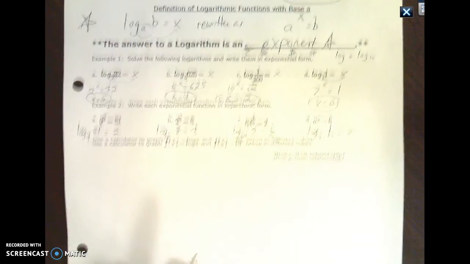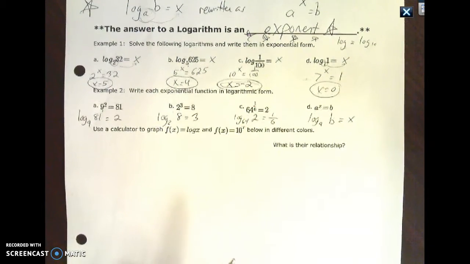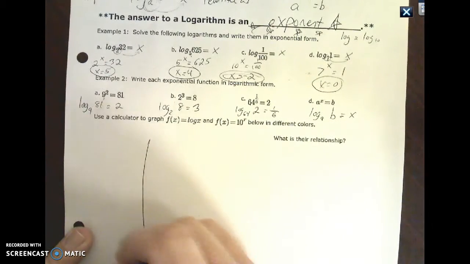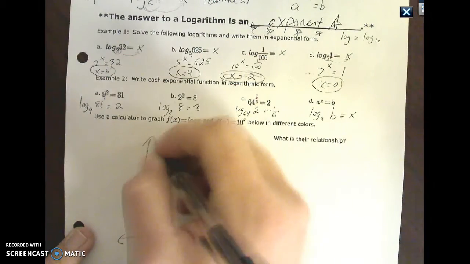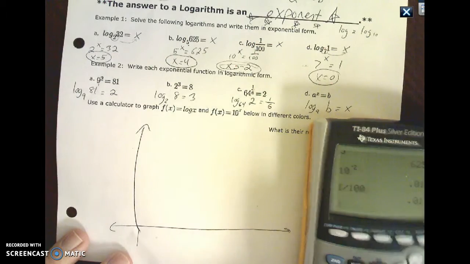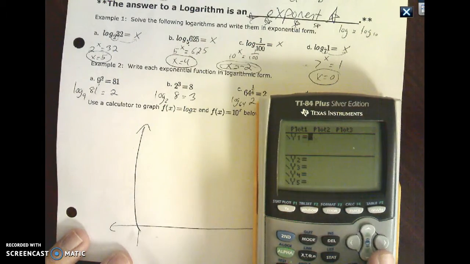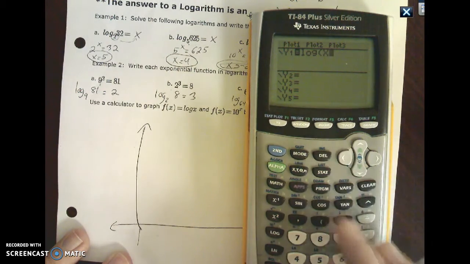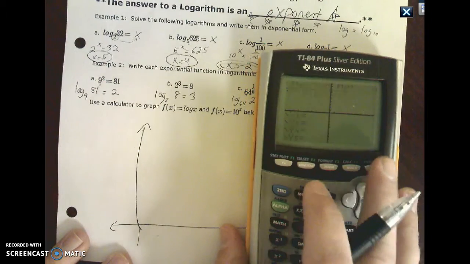Alright. Use a calculator to graph f of x equals log base 10 of x and f of x equals 10 to the x below in different colors. What's the relationship? Let me see if I can find different colors. Okay, so I've got y equals, I'm going to type in log x. By the way, ladies and gentlemen, there's a log button here, and there's an ln button. These are our two biggest buttons for this chapter. I will explain it to you in greater detail tomorrow. There's log base x. Okay, if I graph it.